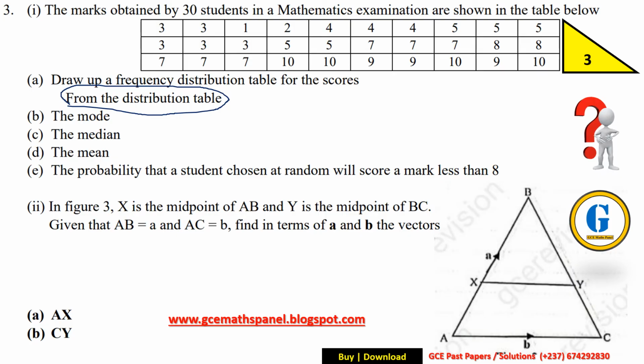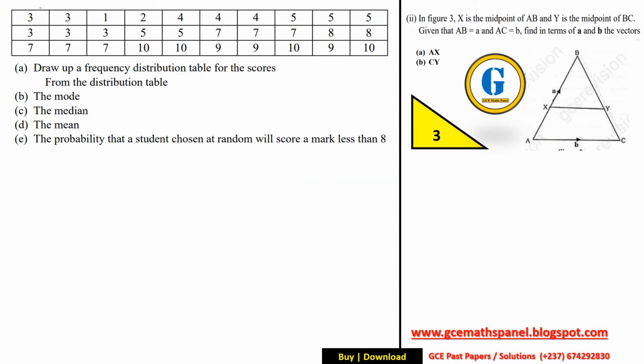Okay, so let's look at this question. Then the B part: in this figure, X is the midpoint of AB and Y is the midpoint of BC. Given that AB is the vector a and AC is the vector b, find in terms of a and b the vectors AX and CY. So let's look at this question.